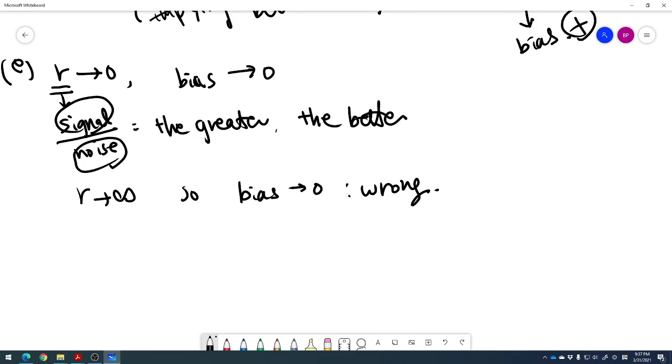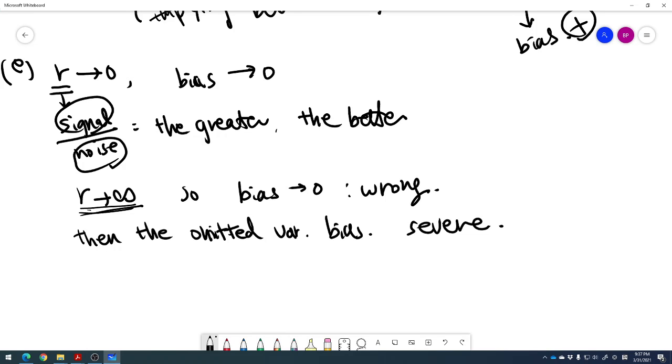It is wrong as the noise goes to 0, and as the signal becomes more important, ability becomes more important, then the omitted variable bias becomes more severe. So what you want here is, even if noise increases, even if noise becomes more important, you want to remove the ability from your equation. So it is not ideal in some sense.